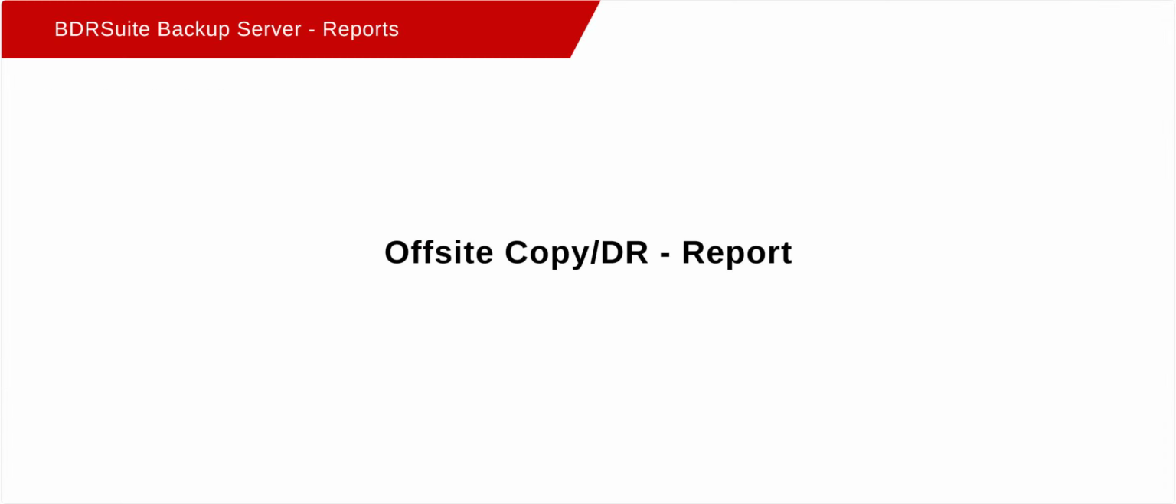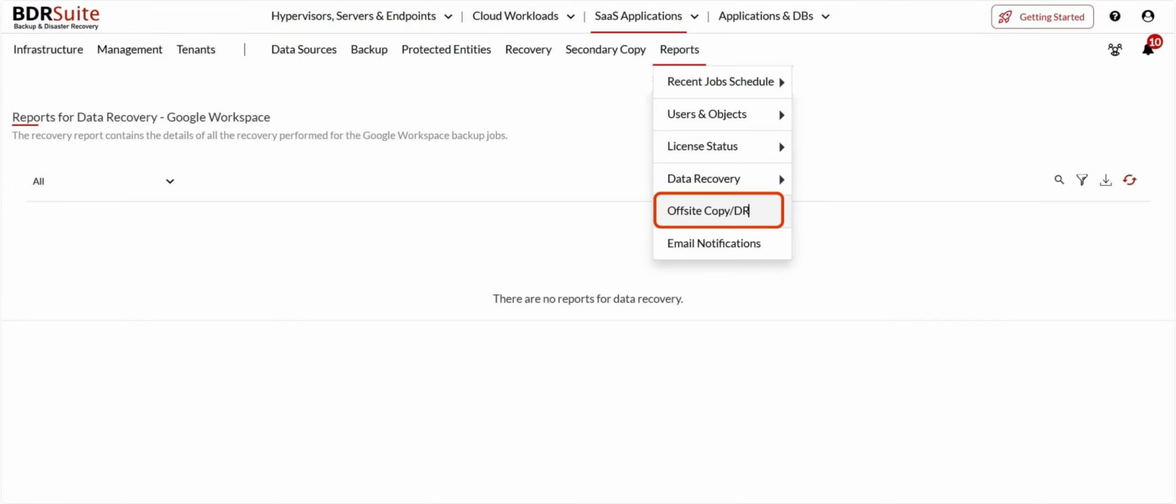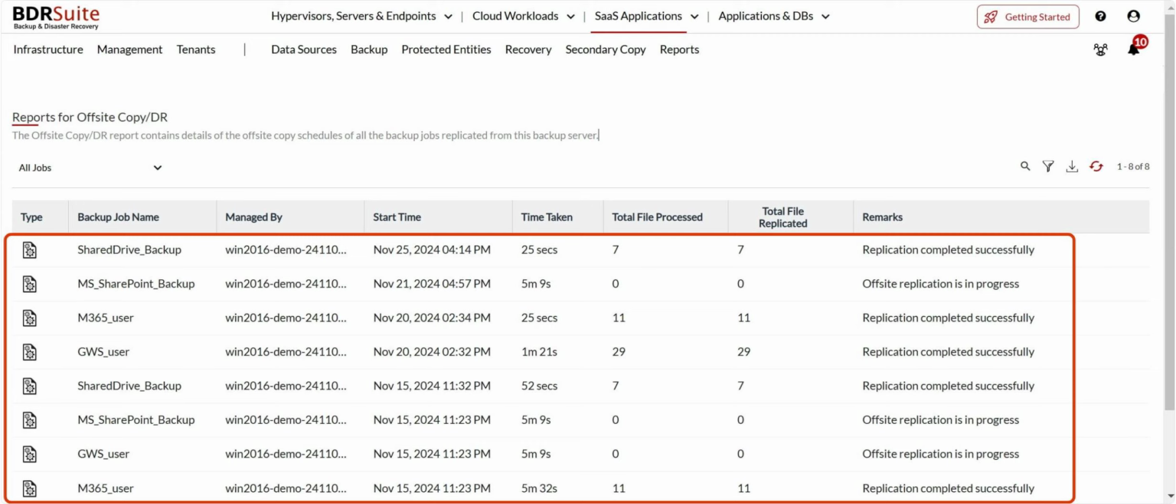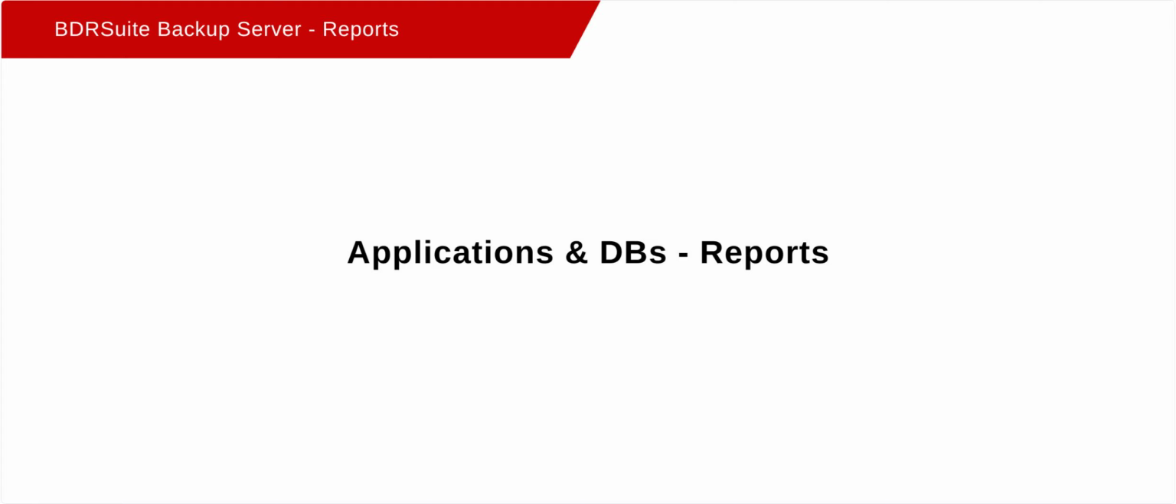Next, let's explore the Offsite Copy (DR) reports. Select the Offsite Copy DR option under the Report menu. The Offsite Copy DR report provides details of the offsite copy schedules for all backup jobs replicated from this backup server. Next, we will explore the Application and Databases section reports.